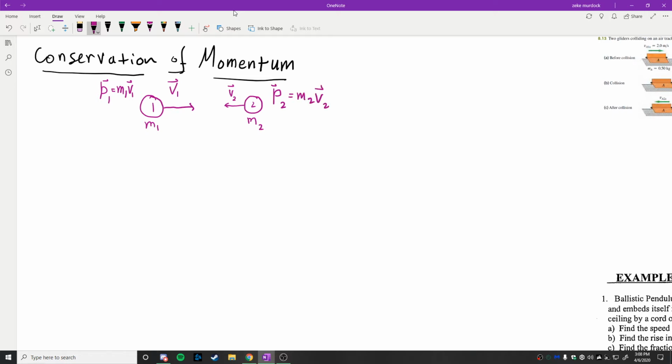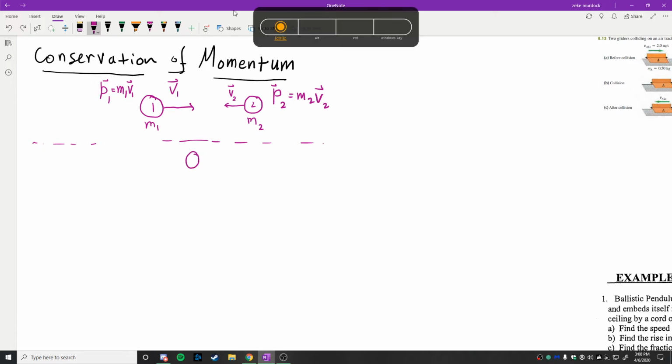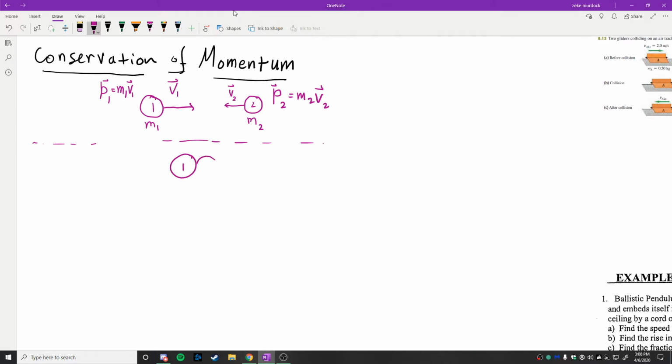Okay. Now they're going to hit each other, and upon collision, what's going to occur is that the balls are going to be right next to each other, right? I'm going to draw these a little bit bigger. So one ball here, and then the other ball here. And they're going to collide, right?